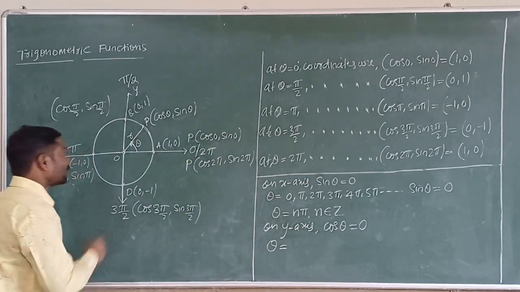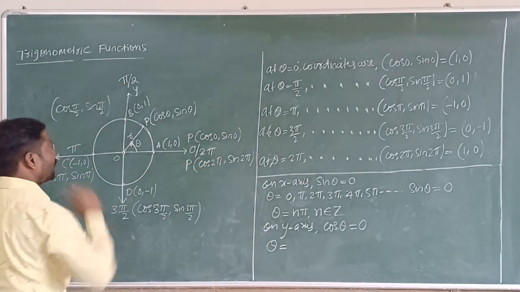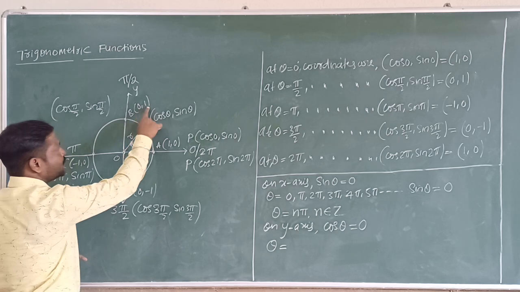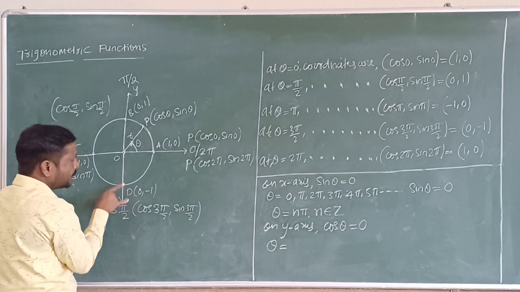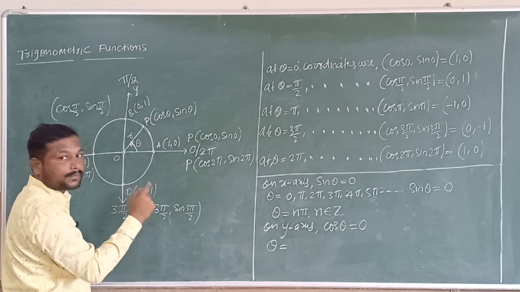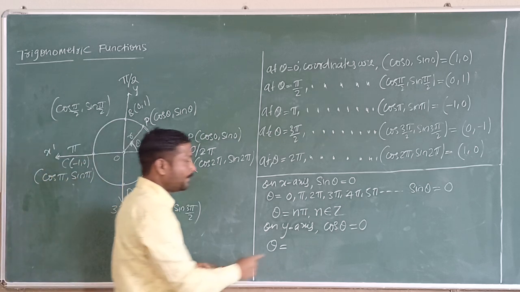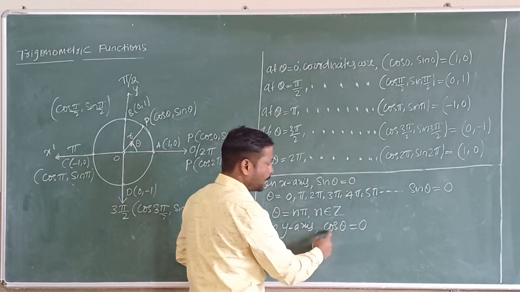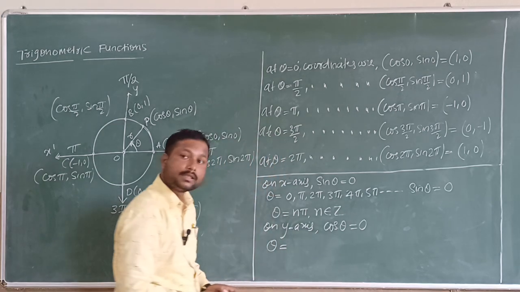Observe the y axis now. This is the cos value, this is the sin value. Always the first value is 0. The first value is nothing but the cos function. So therefore on the y axis cos theta is equal to 0.